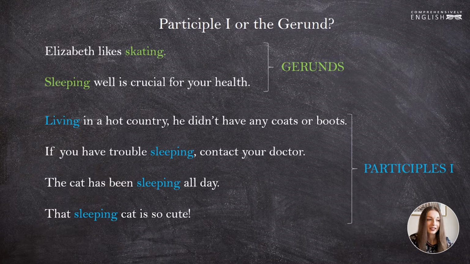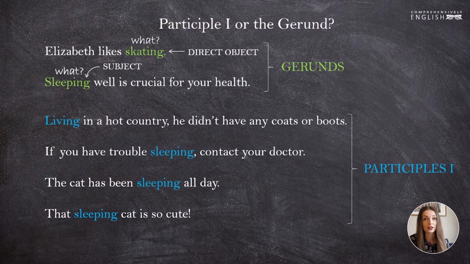In the first sentence, Elizabeth likes skating. Skating answers the question what and functions as a direct object. And we know that gerunds are verbs that function as nouns. In the second sentence, the same question can be put to the word sleeping. So what? But here it functions as the main noun of the sentence, as the subject of the sentence. Sleeping well is crucial for your health. So obviously our ing forms in these two sentences are gerunds, verbs that function as nouns.